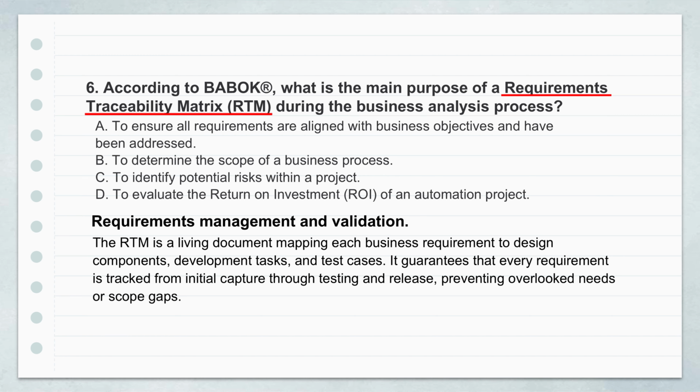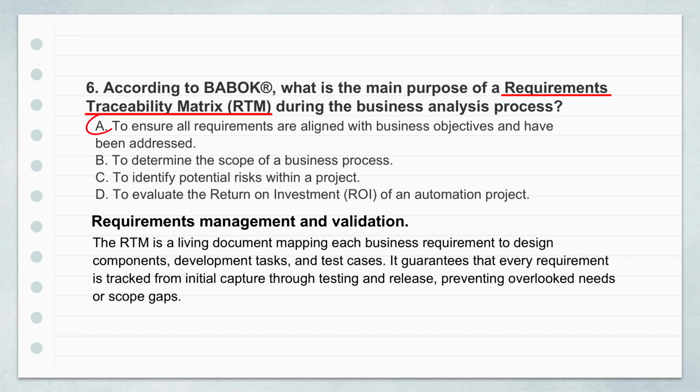The main purpose of the RTM really is about accountability and ensuring completeness. It stops things falling through the cracks. It ensures that all the requirements you've defined actually link back to the business objectives you stated up front, and that they've been addressed somewhere in the project lifecycle. So the RTM connects every single requirement back to its business goal and then forward to how it's going to be tested. It's kind of the BA's shield against scope creep, and it's the ultimate proof, really, that the final solution actually delivered on the original promise.